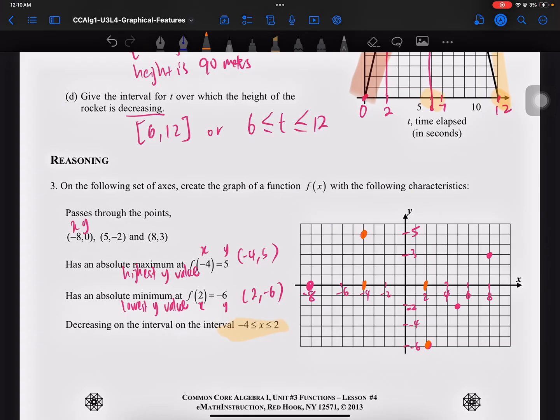So I know that from negative 4 to 2, it will go down like this. So we will just match all the points, and then that's it. So this is my graph.